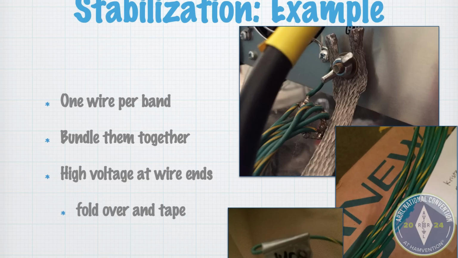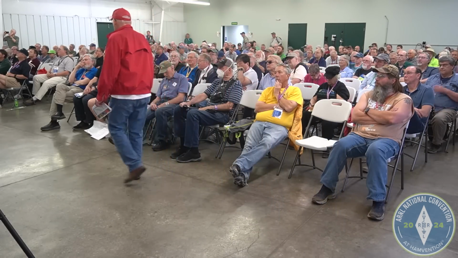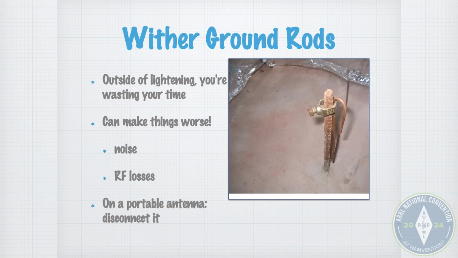So with all of this, what happened to ground rods? Well, my opinion is, if you're not worried about lightning, you're mostly wasting your time with them. They are really there for lightning. Like I said earlier, they can make things worse. They can give you more noise. They can give you less noise. They can give you intermittent noise, all kinds of things like that. And on a portable antenna, I just take them off.